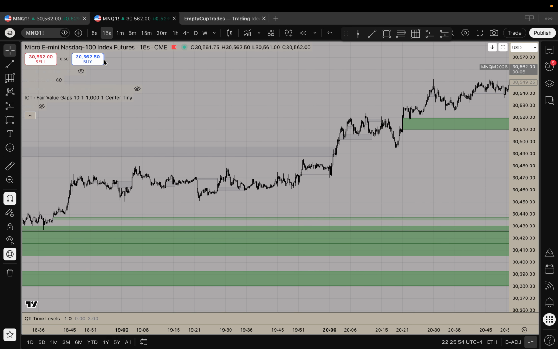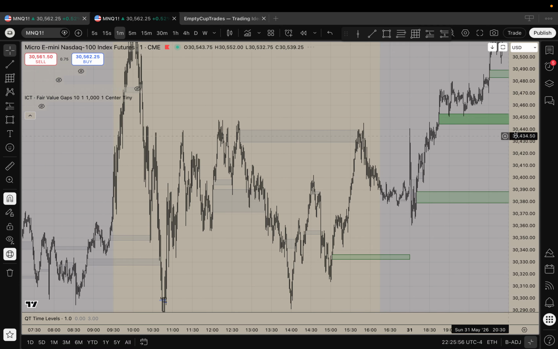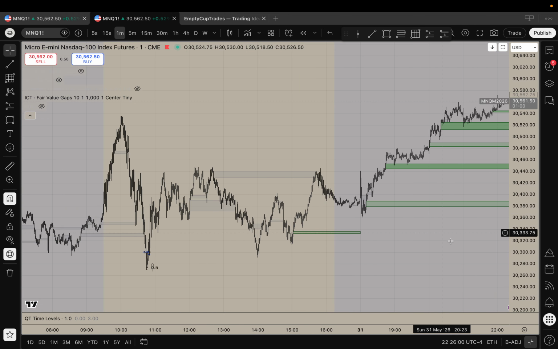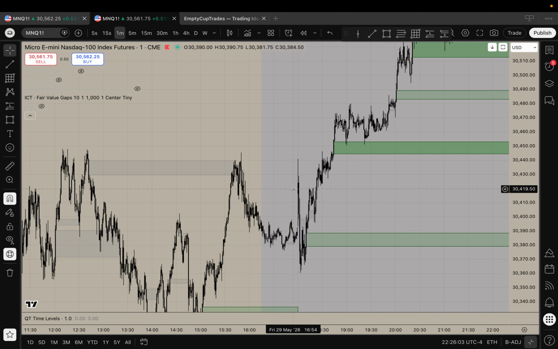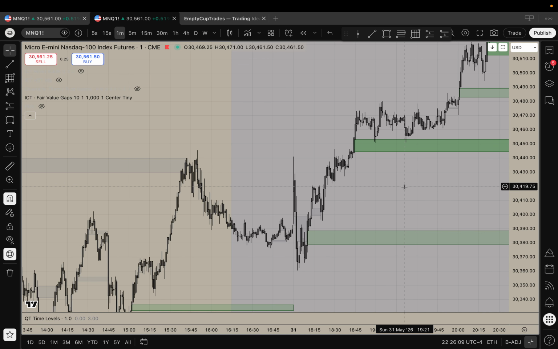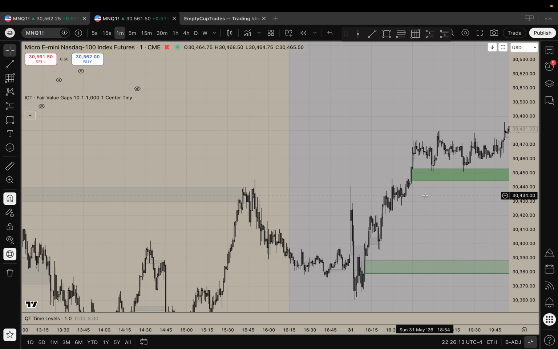Now, the reason that this is set up the way it is, it's subject to whatever time frame you're looking at. So if you're looking at the 1 minute, you're going to get 1 minute fair value gaps. If you're looking at the 15-second, you're going to get 15-second fair value gaps, and so on. But the reason that there's obviously way more fair value gaps in here than is actually showing is I only believe a fair value gap is validated if it has a swing high or a swing low right behind it.